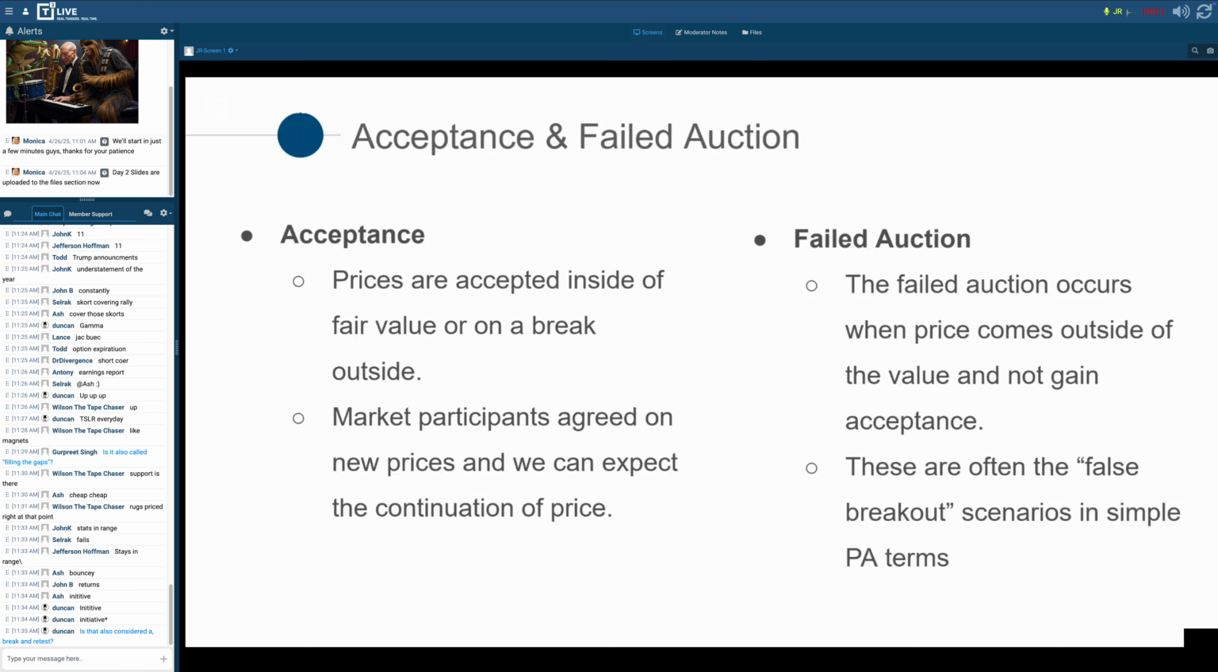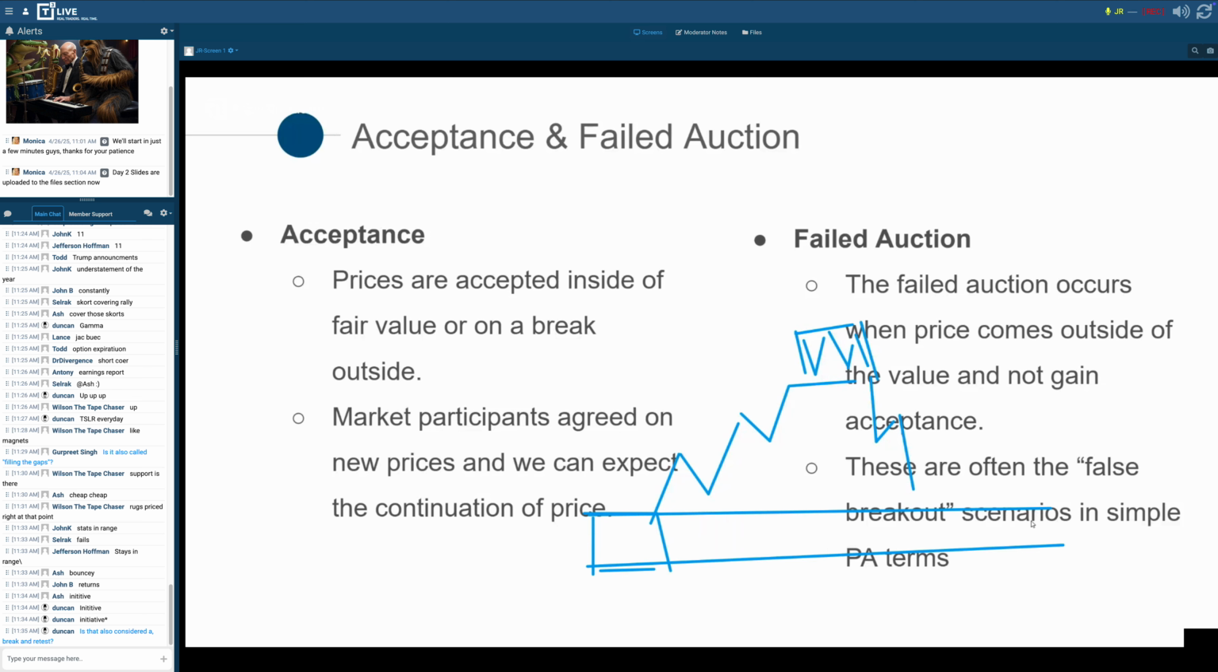A failed auction, it's a term we've already discussed informally in the room. A failed auction occurs when price comes outside of the value and it does not gain acceptance. Oftentimes you'll have a markup, a breakout with three legs higher, and you'll have a reaccumulative demand zone here. And all of a sudden it breaks below and it's unable to auction at the prior value area low, and gives you maybe an inverse head and shoulders, and then a corrective, and continues to auction here and higher.